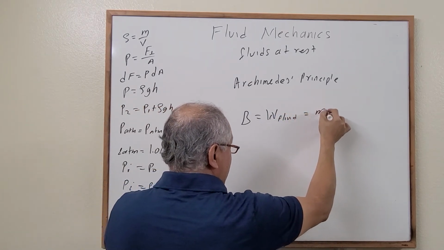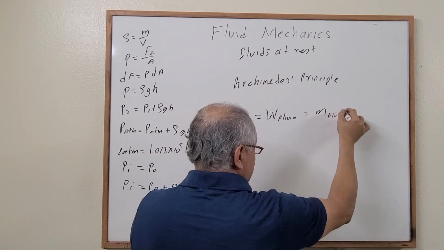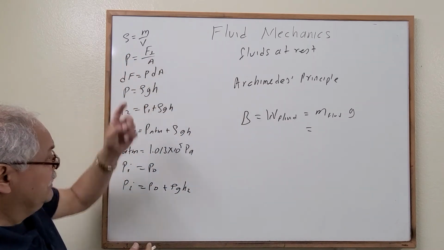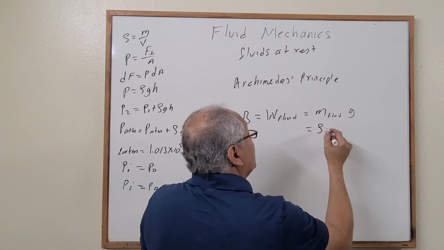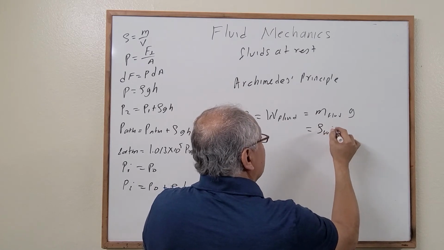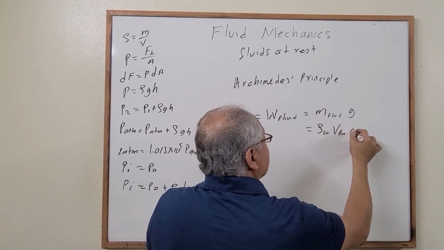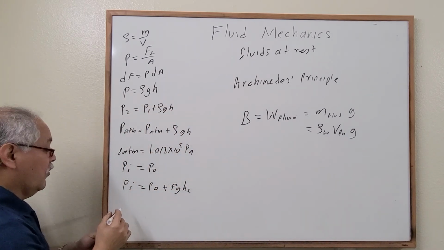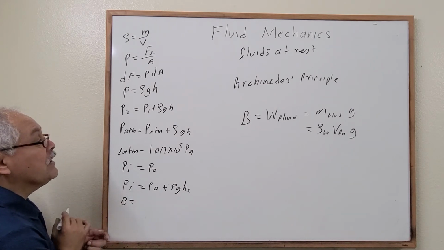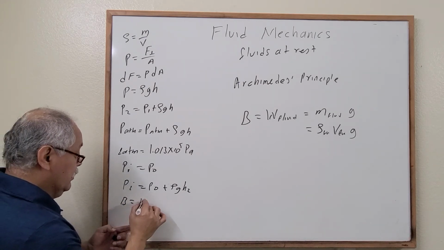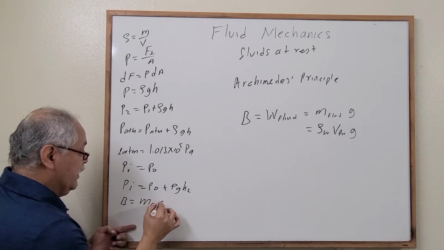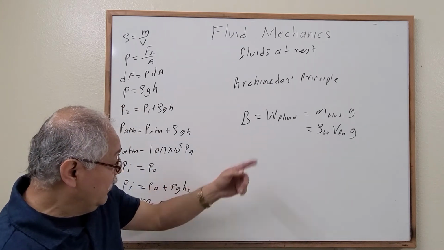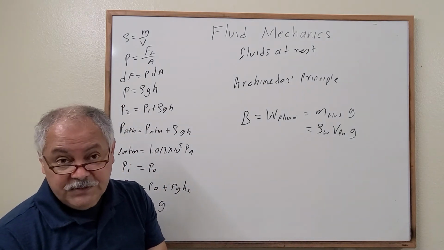And what is the weight? It is m, and that'll be m of the fluid displaced times g, or we can write this using density: the density of the fluid times the volume of the fluid times g. And that's the buoyant force, right? Buoyant force, according to Archimedes' principle, is equal to the weight of the fluid displaced by this object. Why is this force present? Well, because of a difference in pressure.